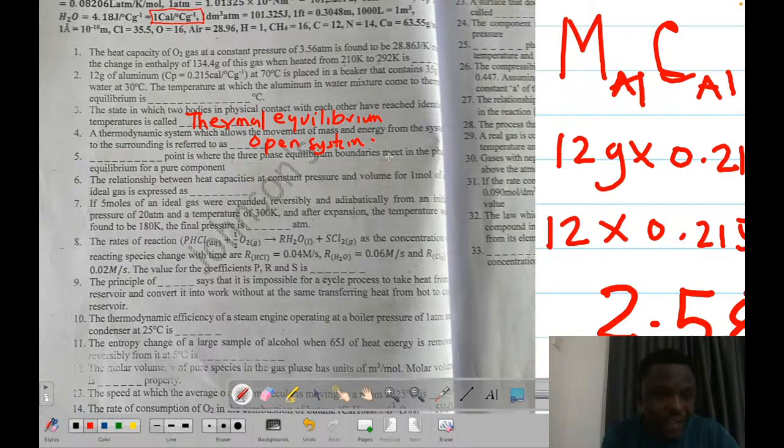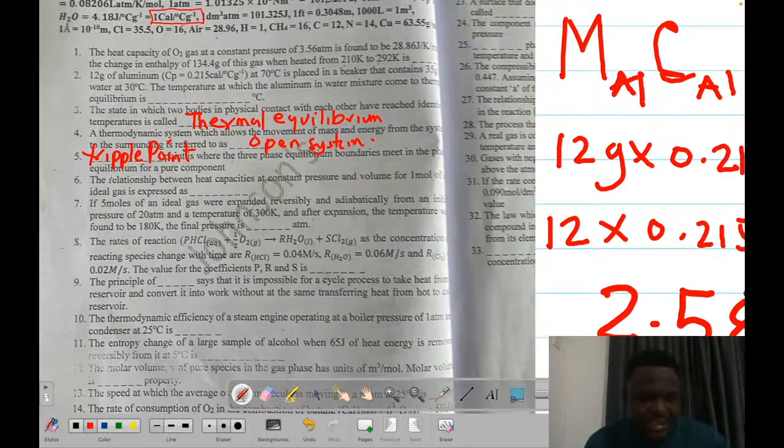Number 5, they said dash point is where three-phase equilibrium boundaries meet. Now we call it the triple point. That number 5 is triple point. Triple point is a point where the three-phase equilibrium boundaries meet in a phase equilibrium for a pure substance.